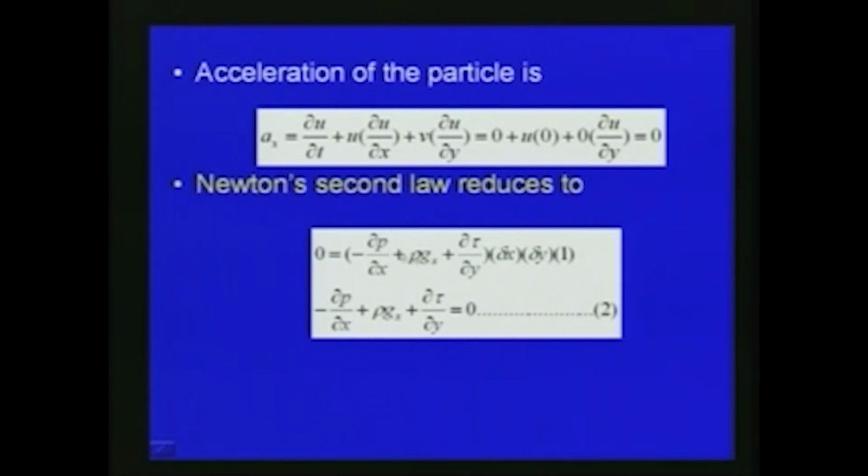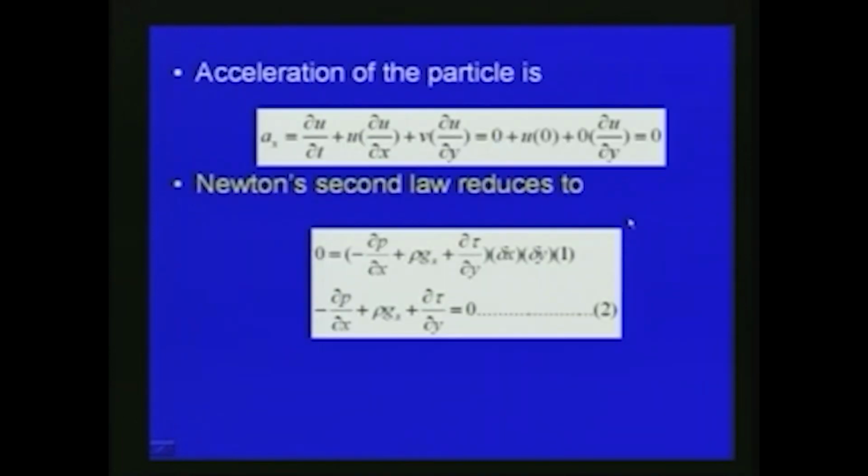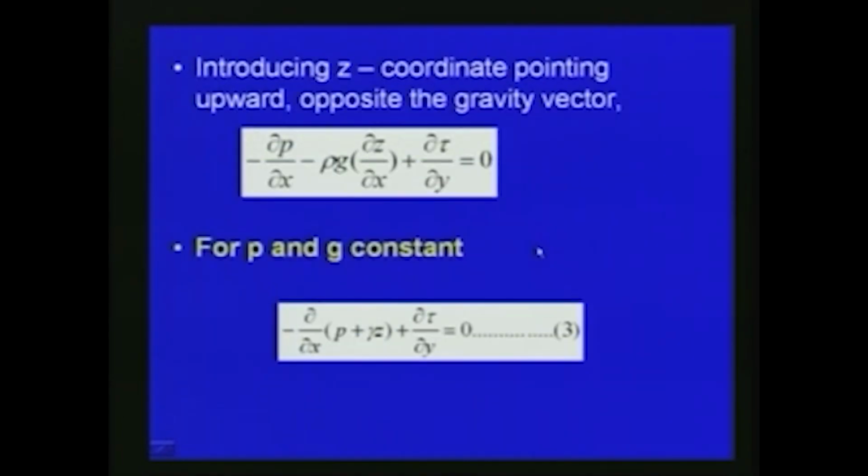So finally Newton's law reduces to only the pressure force plus gravity force plus shear force on the fluid being equal to 0. So finally we get the equation as minus del p by del x plus rho gx plus del tau by del y is equal to 0. This is the expression which we get for the fluid element which we consider. Now, in this equation, for rho gx, introducing z coordinate pointing upward opposite the gravity vector, we can write minus del p by del x minus rho g del z by del x plus del tau by del y is equal to 0.